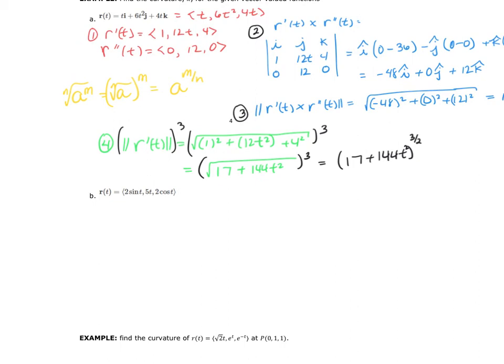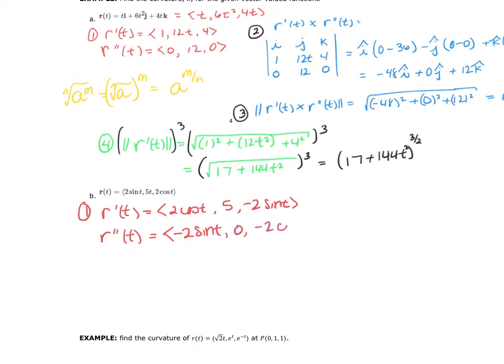Okay, let's take a look at my next example. First thing I want to do again is find my first and second derivative, so r prime of t, which is going to give me 2 cosine of t, and then 5, and then negative 2 sine of t. Now I'm going to do my second derivative, which is going to give me negative 2 sine of t, 0, and negative 2 cosine of t.